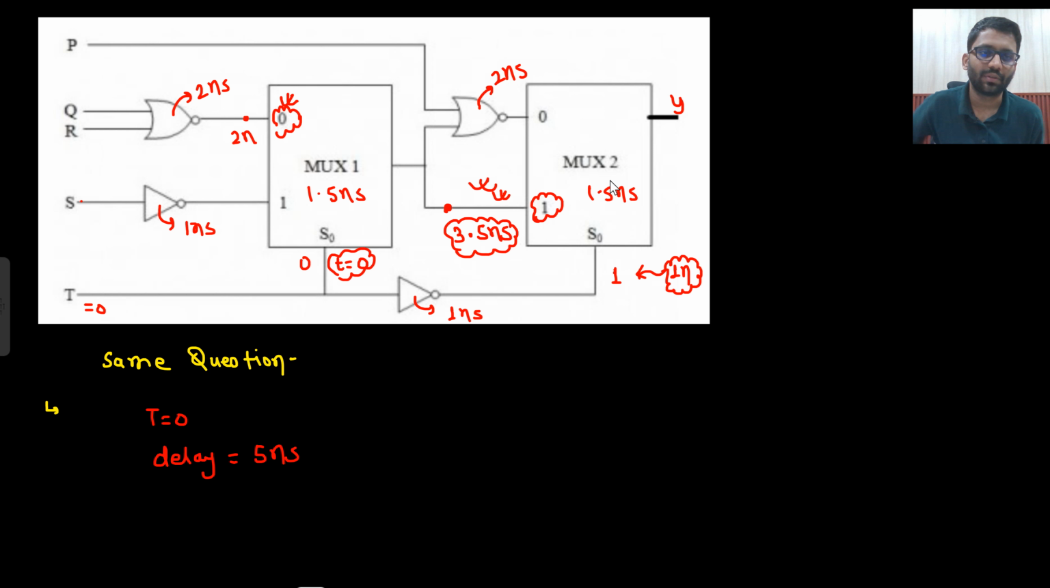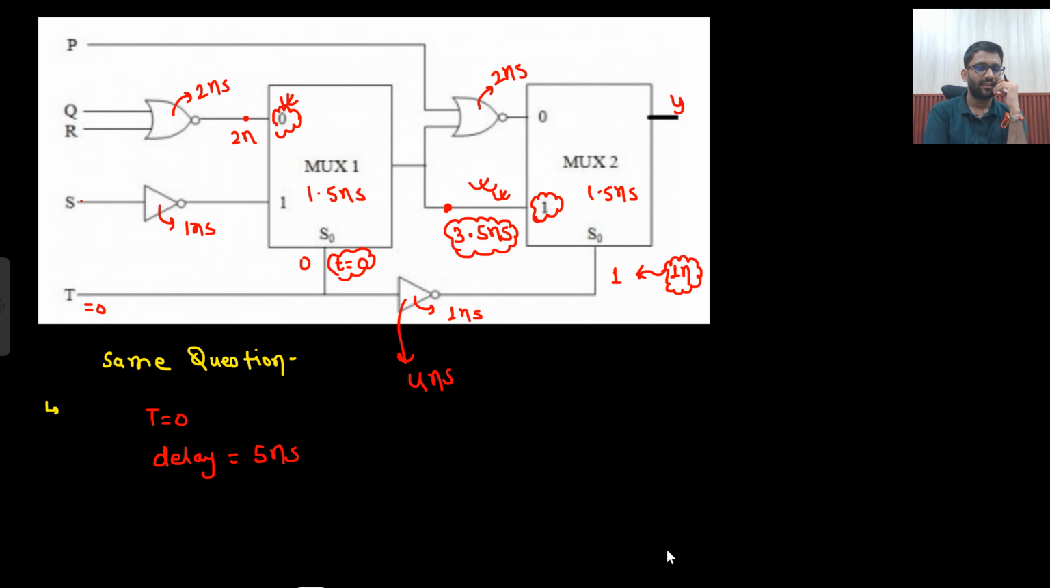For t equals to 0. Let's check for t equals to 1. And before going there, let's just say if this delay was 4 nanosecond. If this delay was 4 nanosecond, then tell me what will be the delay at the output, for condition t equals to 0? What would be the answer?